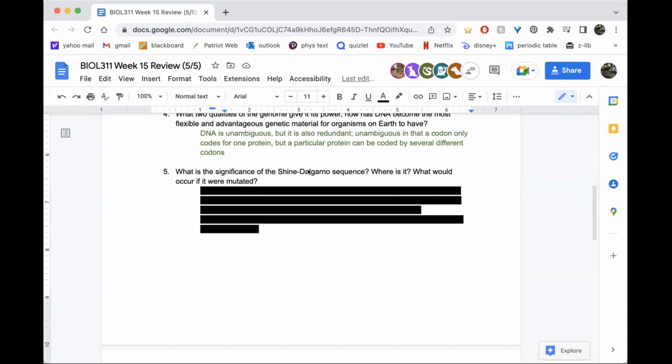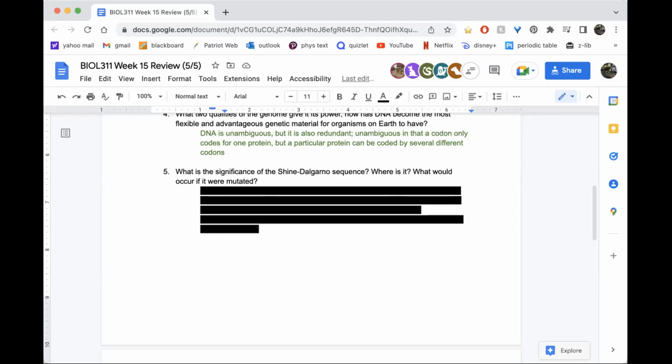All right, so kind of switching a little bit. We talked about the Shine-Dalgarno sequence during class. Can anybody tell me what exactly it is and why we even care about it? Yes, Joseph got it. So it's a recognition site. It is a place where the ribosome can recognize that very specific sequence and it knows where to bind.